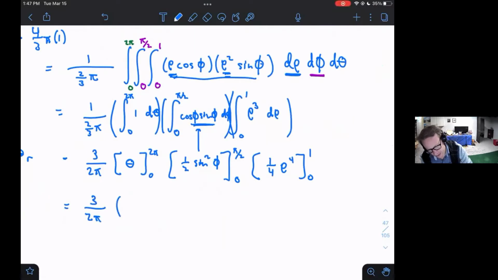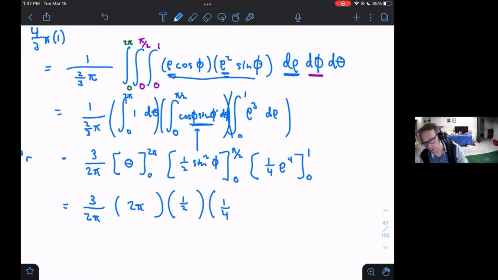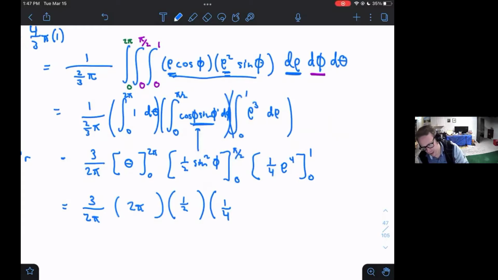And so when I go ahead and plug these things in, well, this is going to be 2 pi minus 0. When I plug in pi over 2, I'm going to get 1 times 1/2. And when I plug in 0, I'm going to get 0. So if you'd like to, you can write the minus 0, but it doesn't really do a whole lot. And then finally, when I plug in 1 here, I'm going to get 1/4. 1 to the 4th power is just 1. And when I plug in 0, I get 0. So something like that. We can see there's a little bit of canceling going on here, canceling out a few things. And so we get our final answer of 3/8.